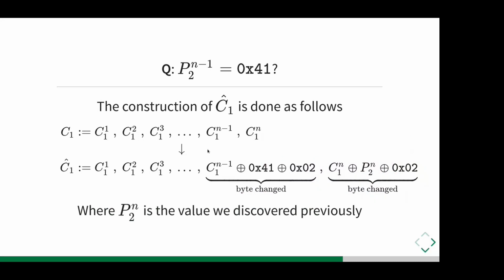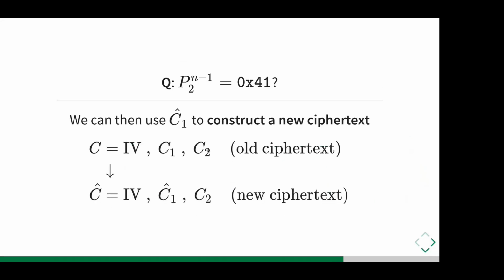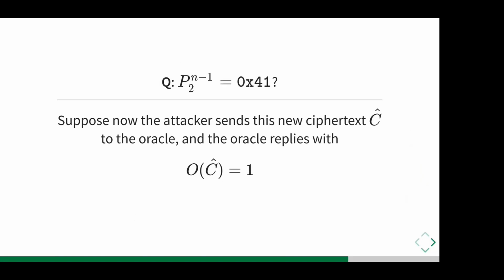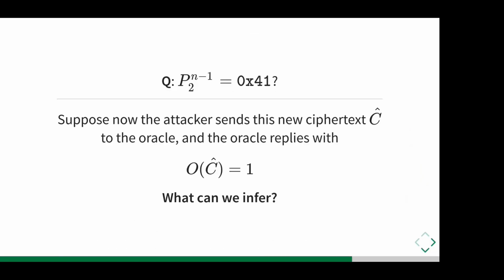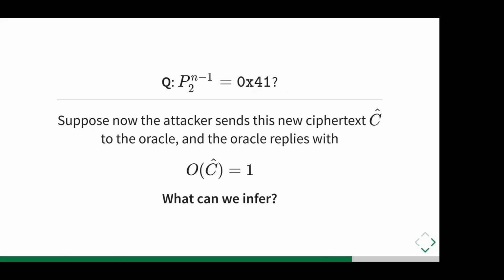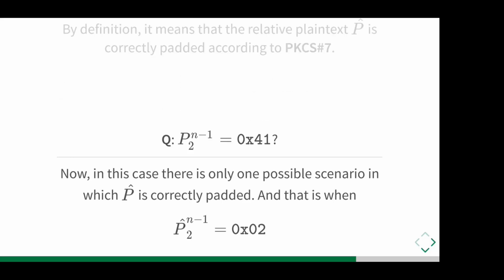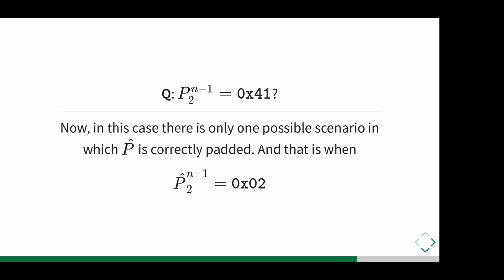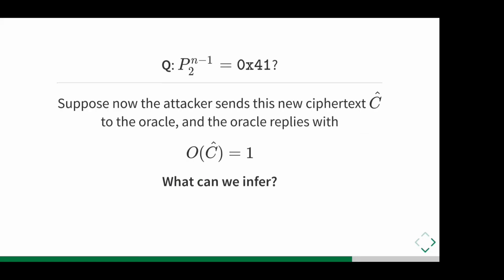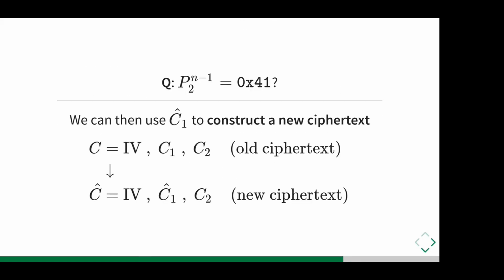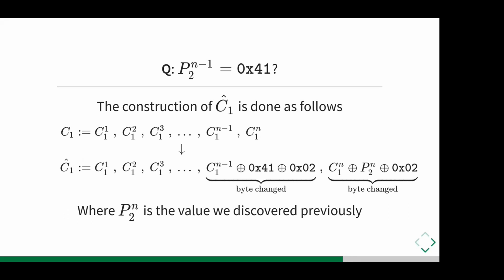Once again, this we discovered previously, we construct a new ciphertext, and we send it. Suppose that the oracle replies to us with OK. What we can infer is that it is correctly padded. OK, cool. Now, in this case, this is only possible in one case. There are no other possibilities, because at this point, we control the last byte. So we force the padding to be whatever we want.